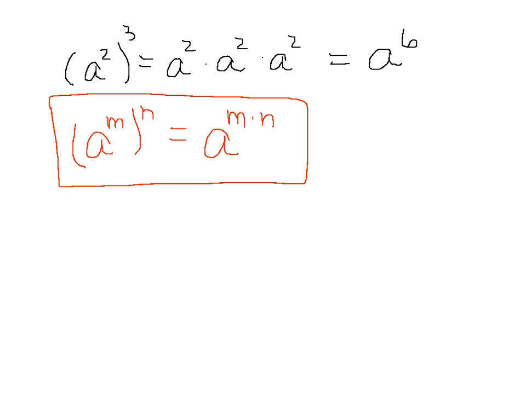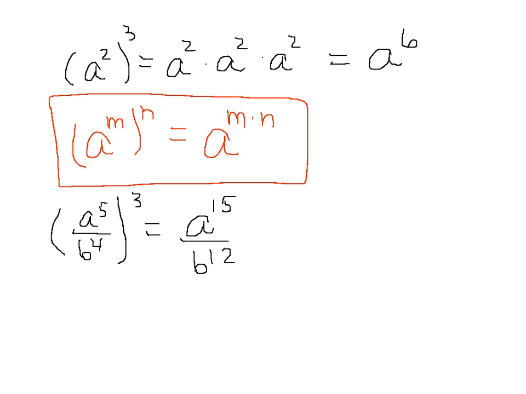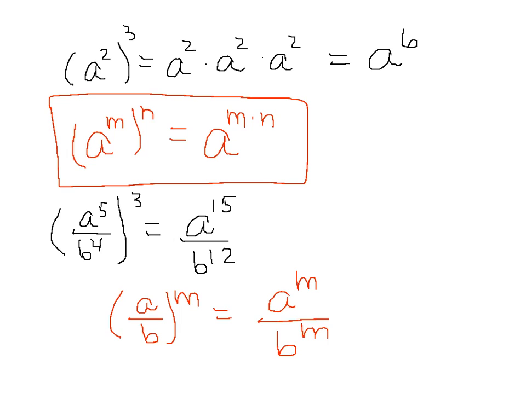So let's practice with some examples. If you take a look at this example, all we do is we apply the rule that we just looked at, and that's going to be a to the 15th over b to the 12th. And I suppose we could make this as a rule also, but after a while these get to be pretty simple. And this rule would simply be if you have a over b to the m, that's the same as a to the m over b to the m. Alright?